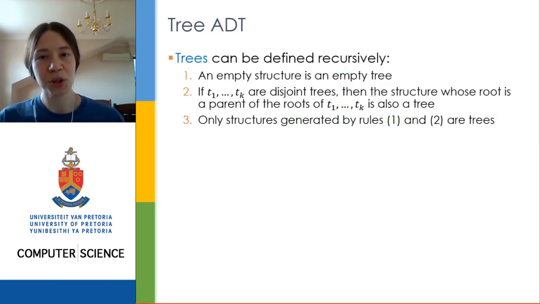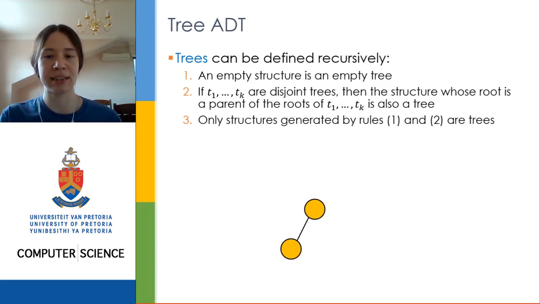You also know what recursion is, so it might help if I tell you that trees are defined recursively. We will say that a tree with no nodes at all, an empty structure basically, is an empty tree. And then if you have k disjoint trees, and you create a node which is a parent of all of these trees, then that resultant structure is also a tree.